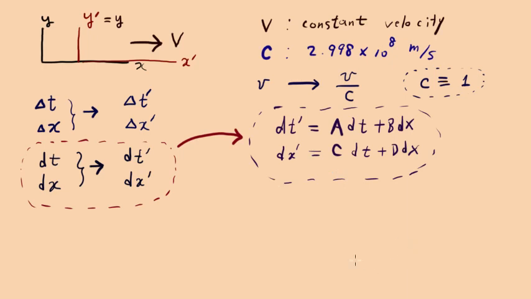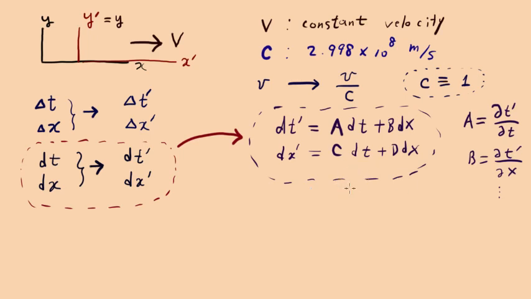Okay, so if you're good with multivariable calculus, what I have written down is nothing else than the chain rule of multivariable calculus. So, for example, A is what we call partial dt prime, partial t, and B is partial t prime, partial x, and so on and so forth. So C is partial x prime, partial t, and D is partial x prime, partial x. So this identity is a well-defined identity in differential calculus, and this is exact.